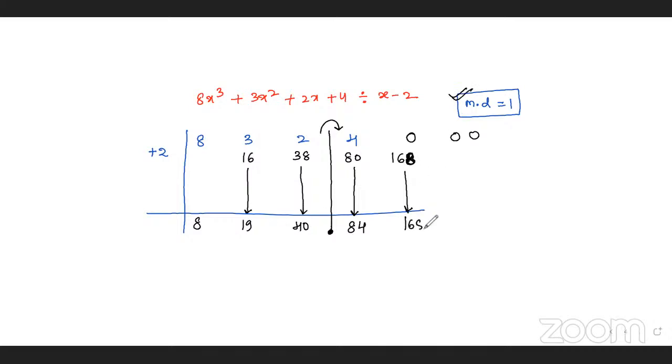Again we are getting 168. That means this will be x cube plus 19x square plus 40 plus 84 by p plus 168 by p square and so on. Why? Because every time it will increase but never decrease. That means it will be continuous, recurring. Is it clear, my point? Yes, sir, or no?